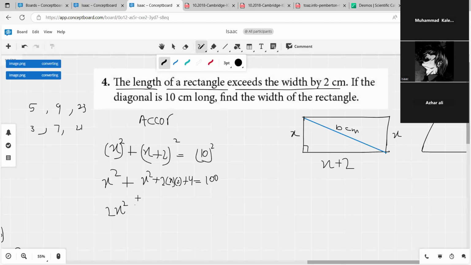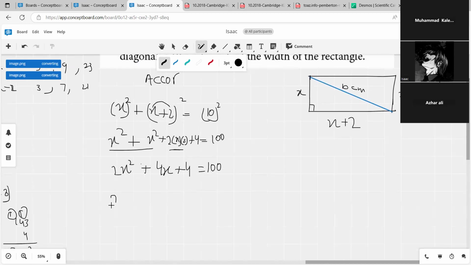It doesn't matter. So this x square and x square will become 2x square. This one is 4x, not 2x. We have to multiply these two things, and then the product of these two things will be multiplied with 2. So 2x times 2 will be 4x plus 4. Isaac, does this make sense, or should I explain in detail? Nah, it's making sense.